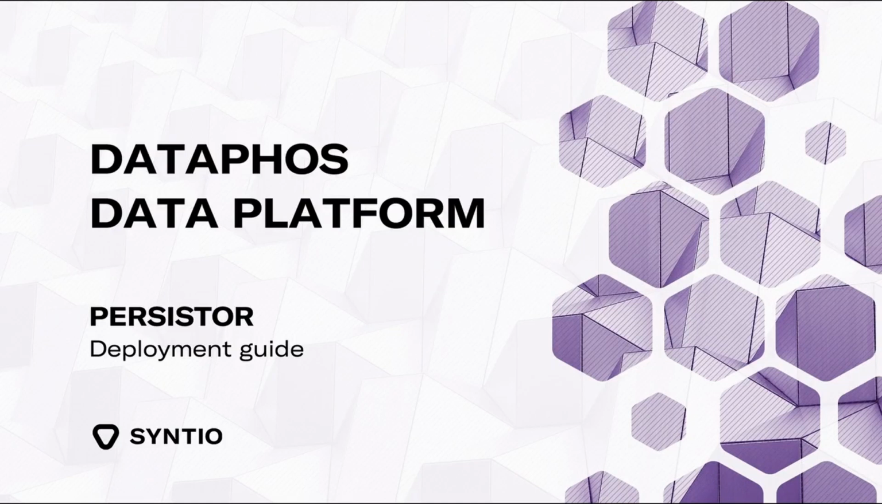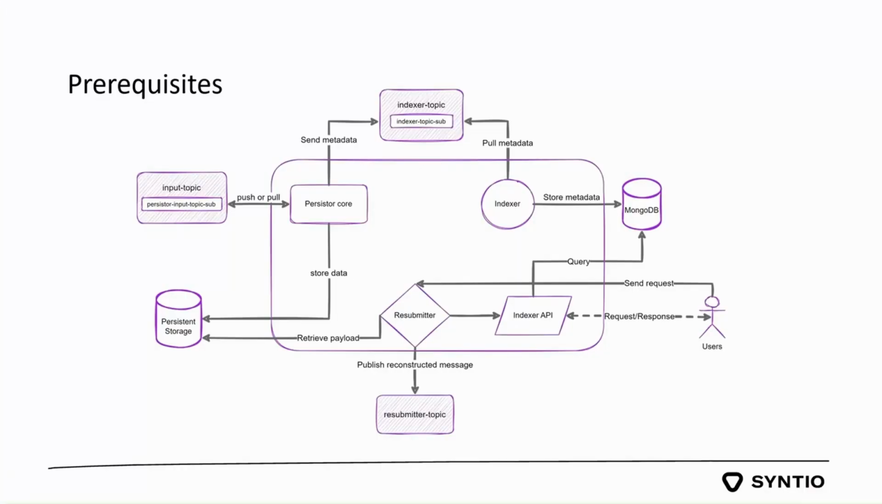In this video, we will be showing you how to configure and deploy the Persistor and its components. The prerequisites for deploying Persistor are the previously created resources in the initial setup video. Those are input topic and subscription for Persistor, the indexer topic and subscription, and the service account with appropriate roles.